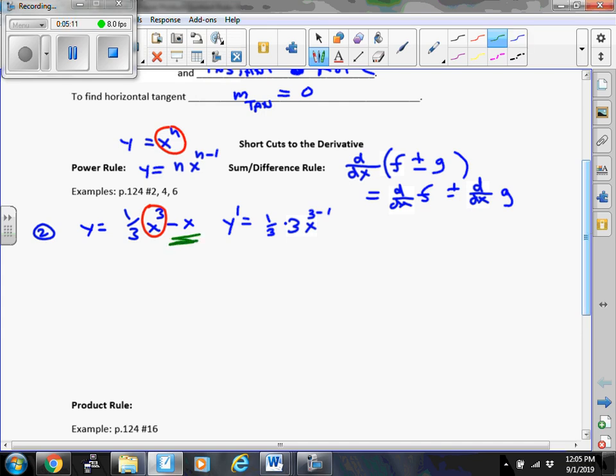Now be careful. There's actually no power written. But if you simply look at this piece alone by itself, it's actually a line. And that slope is -1. So if I'm finding this derivative, I should find the slope to be -1. It's going to make sense. Remember, there is a power of 1 here.